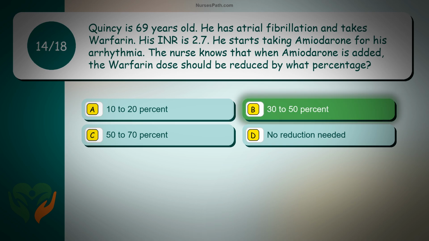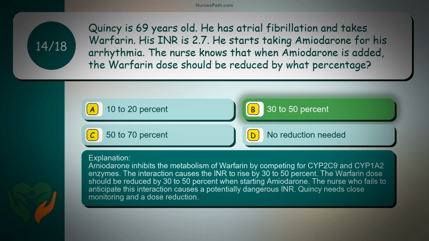The correct answer is option B, 30 to 50%. Amiodarone inhibits the metabolism of warfarin by competing for CYP2C9 and CYP1A2 enzymes. The interaction causes the INR to rise by 30 to 50%. The warfarin dose should be reduced by 30 to 50% when starting amiodarone. The nurse who fails to anticipate this interaction causes a potentially dangerous INR. Quincy needs close monitoring and a dose reduction.